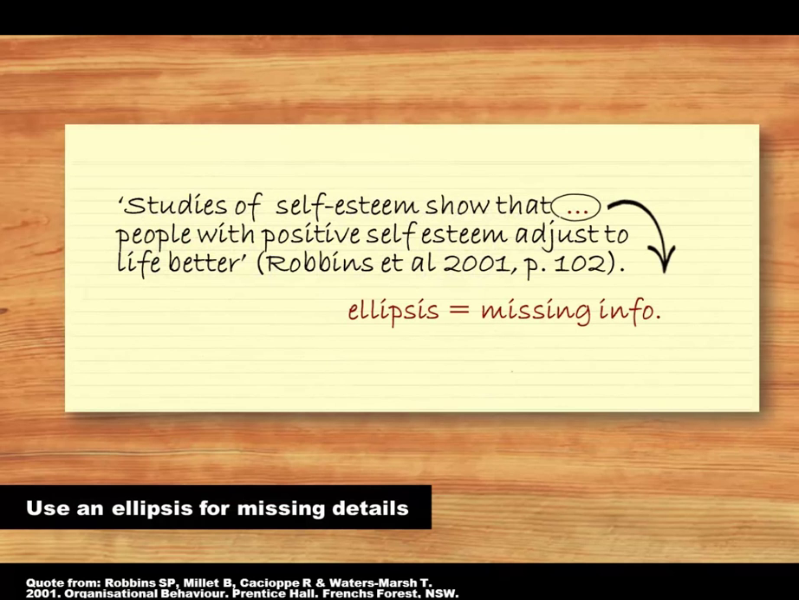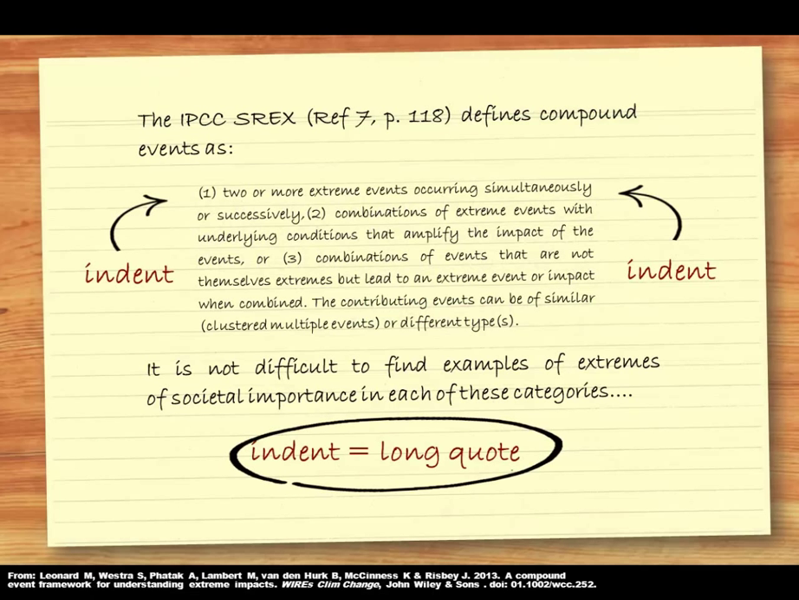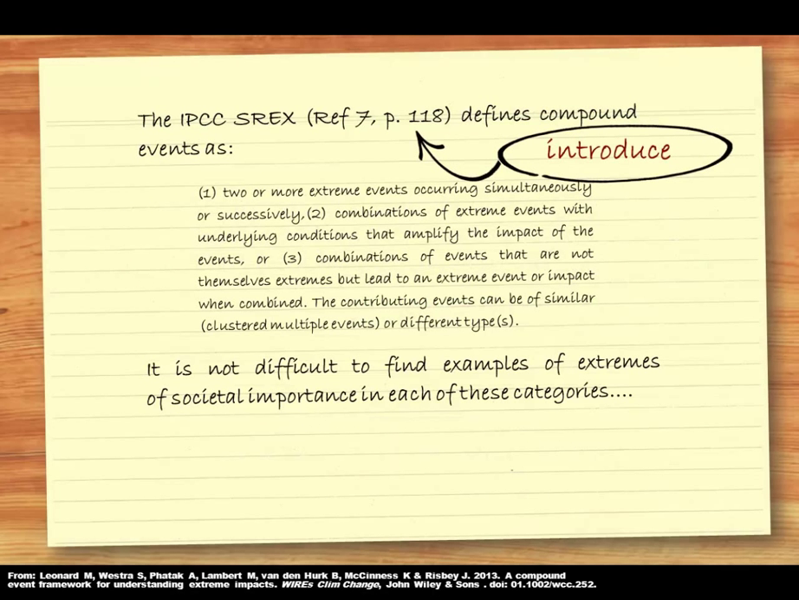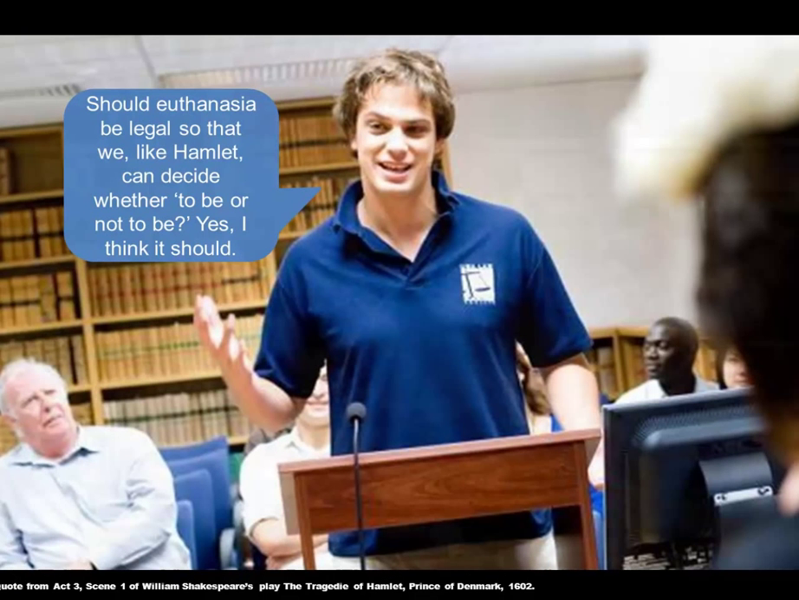Here's a long quote. You don't need to read it. Notice, however, how it's indented and set off from the rest of the text. Indent rather than using quotation marks when your quote is more than 2 lines. Notice also how the authors introduce the quote and comment on it afterwards. Do the same when you include quotes in your writing. Keep most quotes short and be selective about which ones you use.